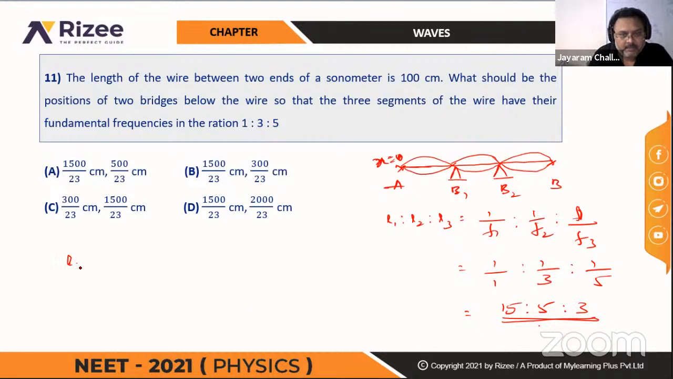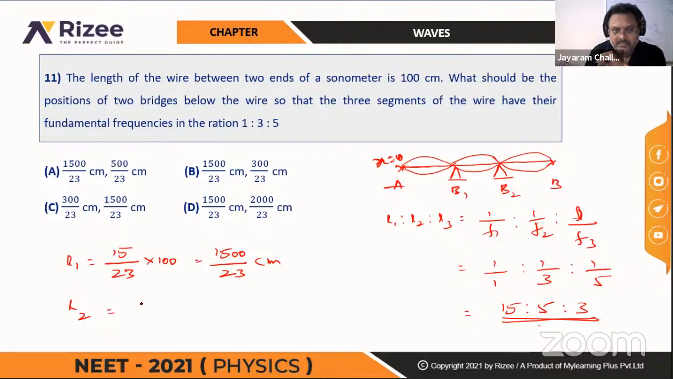So if I want L1, L1 is 15 parts out of total 23 parts into the total length, which is 100 centimeters. He has asked in terms of this only, so it should be 1500 by 23 only. We need not go for further calculation. Second one, the ratio is 5 parts out of total 23 parts into 100, so that should be equal to 500 by 23 centimeters.